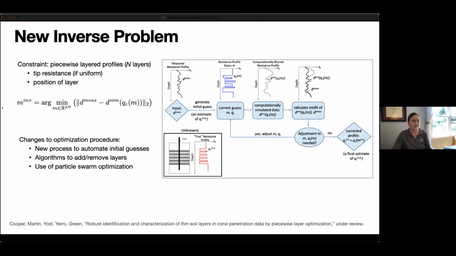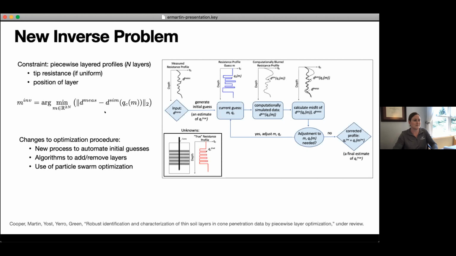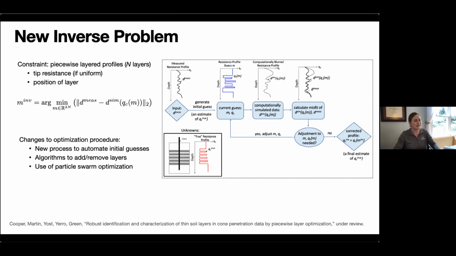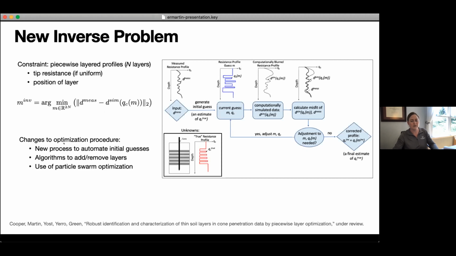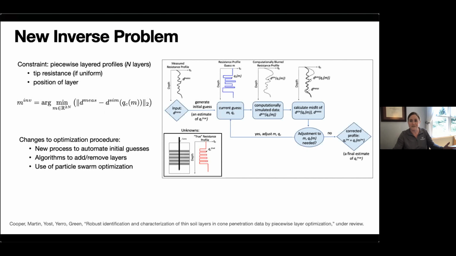So then we're just doing this optimization problem over the space of just 2N dimensional vectors. So this brings us down into a lower dimensional space. That's helpful for us. And it also helps us keep our problem a little bit more tractable for engineers who want to be able to run this in the field very rapidly.